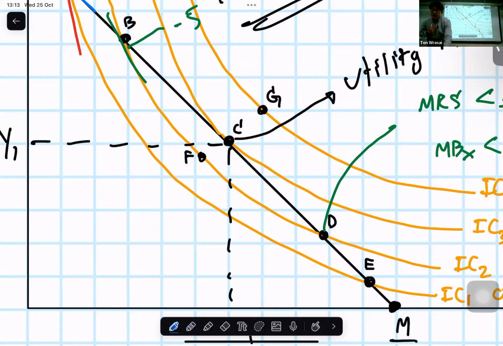Next, the slope of the budget line at point C. This black line shares the same slope as this. So at point C, basket C, the slope of the indifference curve, the red pen, is equal to the slope of the budget line, the blue pen.